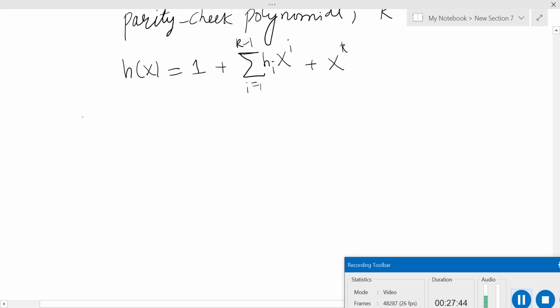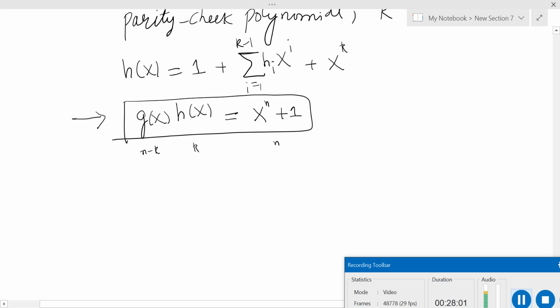The fact is, the generator polynomial has degree n minus k, and the parity check polynomial has degree k. The resulting product polynomial is actually equal to x to the power n plus 1. It has degree n. So I told you initially that x to the power n plus 1 has a very important role to play in the whole theory of cyclic codes. This is one of the reasons. The generator polynomial and parity check polynomial will have such a structure that when you multiply them, you will always get x to the power n plus 1.